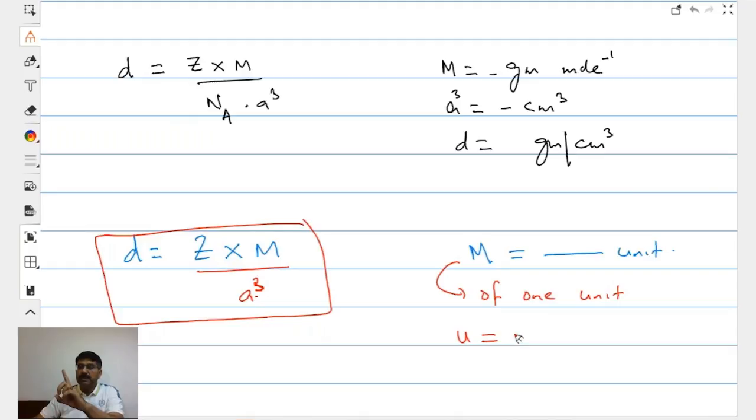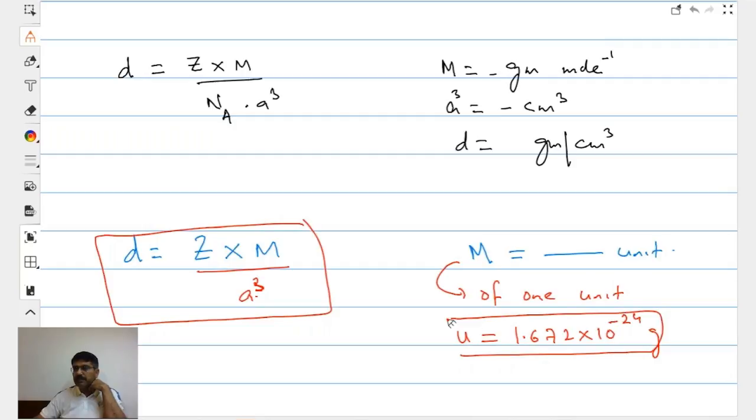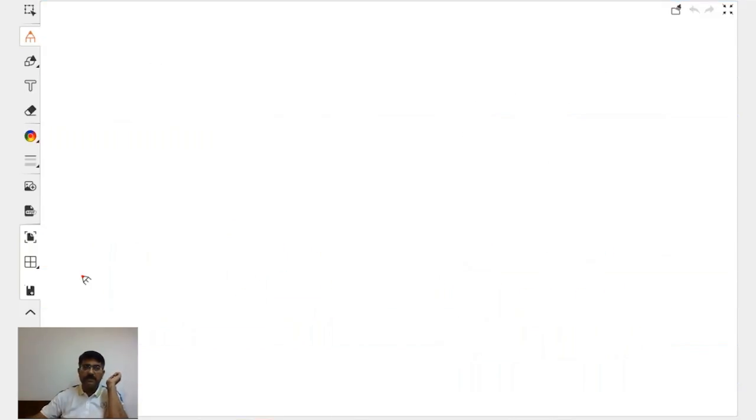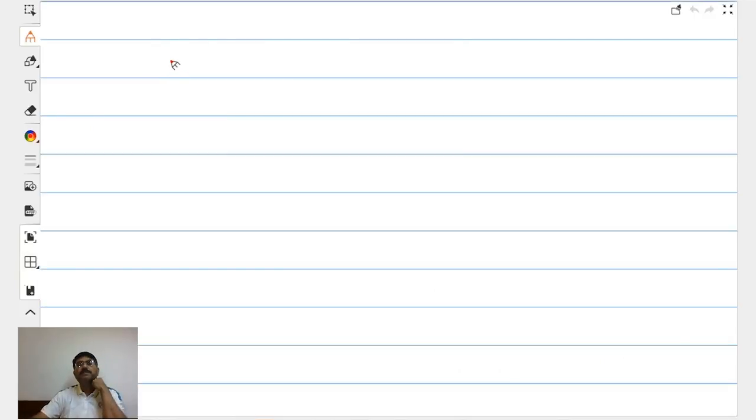Simply, you will have to multiply the unit by 1.672 into 10 raised to minus 24 gram. That's it. So 1 unit is equal to this much and you will get your answer. Why? Because this is mass in units, and mass in units is the mass of one atom. I hope you have not forgotten this base from class 11th.